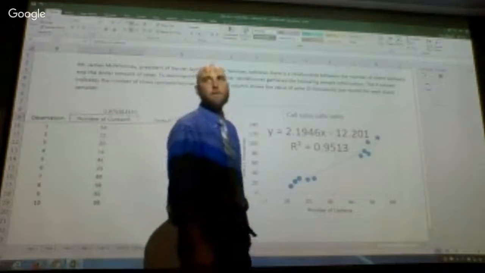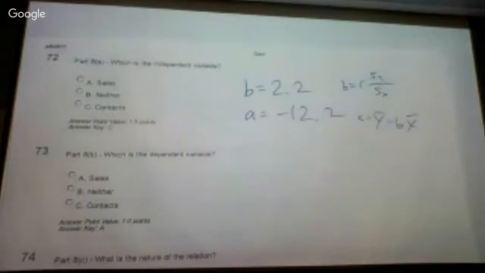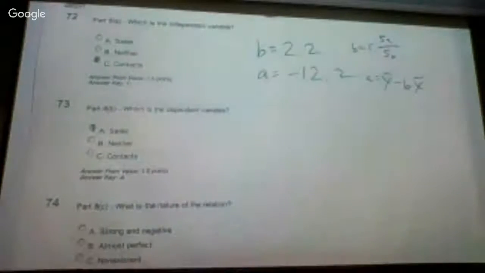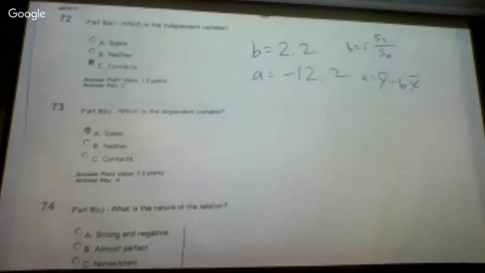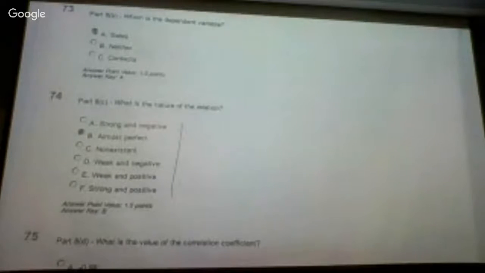Correlation appears to be about 0.98. How would you describe 0.98? Strong. How strong? Very. How very? Extremely. How extremely? Perfect. I would say borderline perfect. I'm not sure if that's the answer here, but let's see what we have. We are going to use contacts as our x variable to predict sales, which is our y variable. The nature of the relationship is, here we go, almost perfect. 74 is B, almost perfect. The correlation of 0.98 is almost 1.